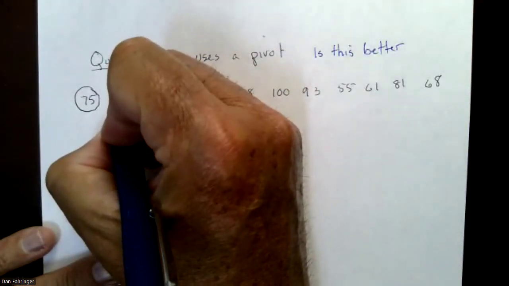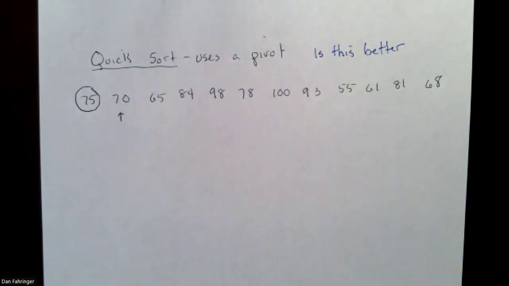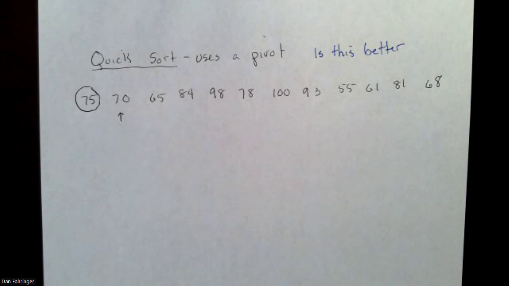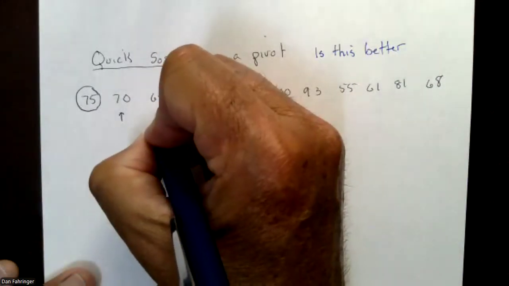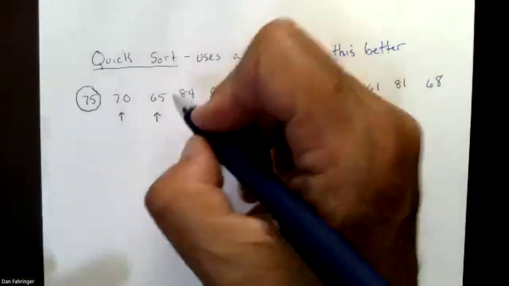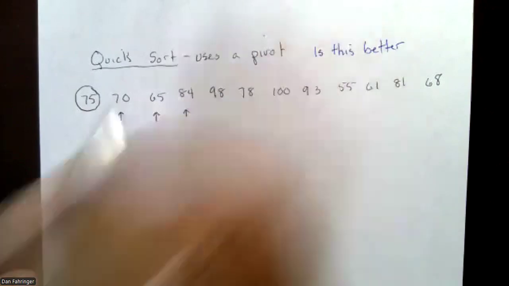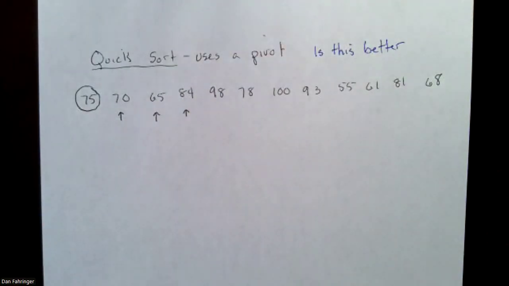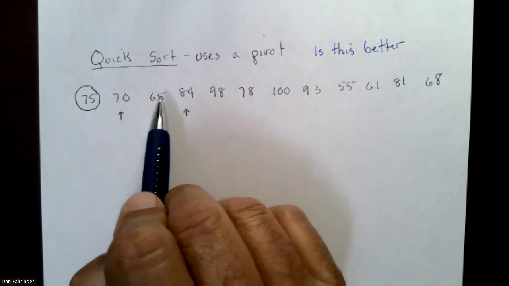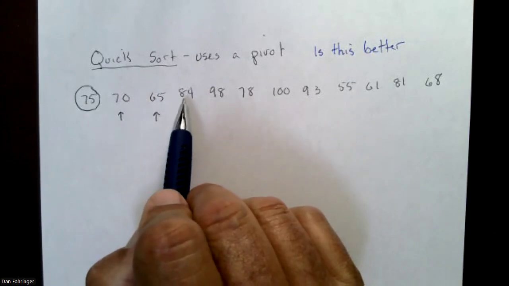Is 70 less than 75? Is this number less than my pivot? The answer is yes. Is this number less than my pivot? The answer would be yes. Now I move to 84. Is this number less than my pivot? The answer is no, so I stop. So I'm moving from this first spot over and then I stop.